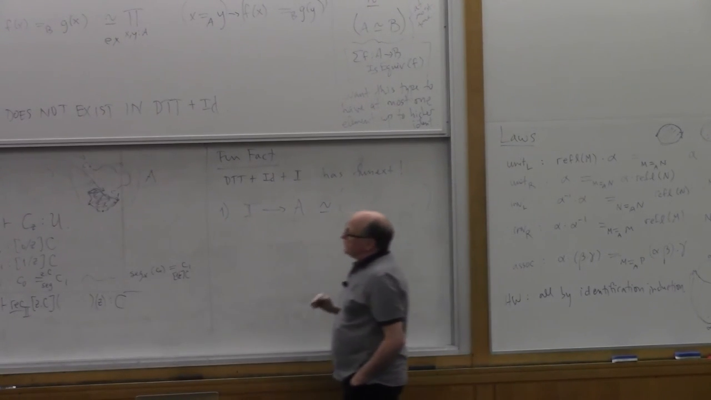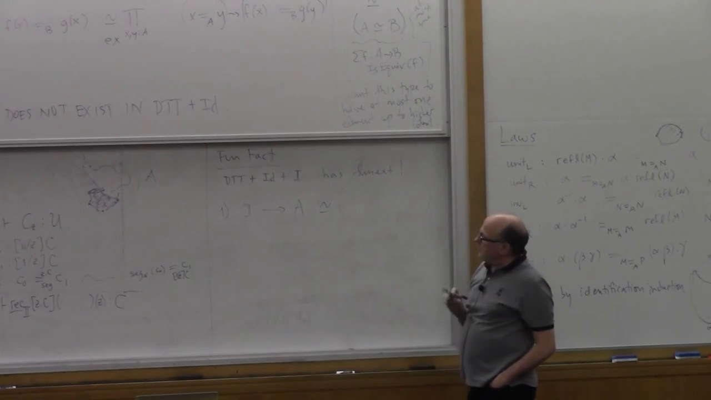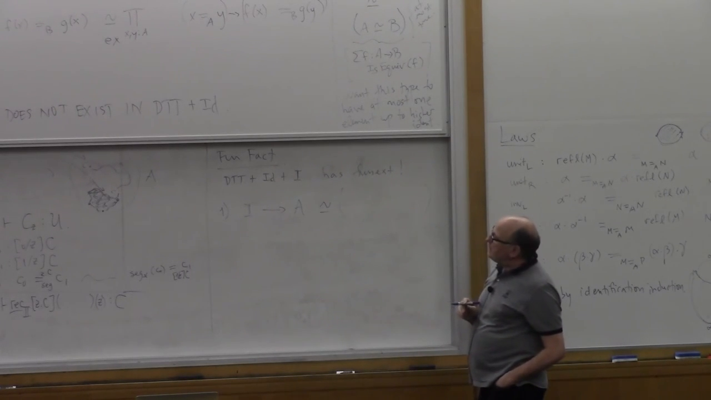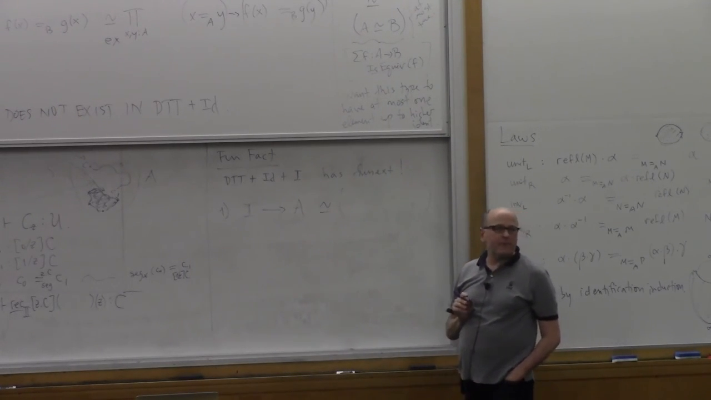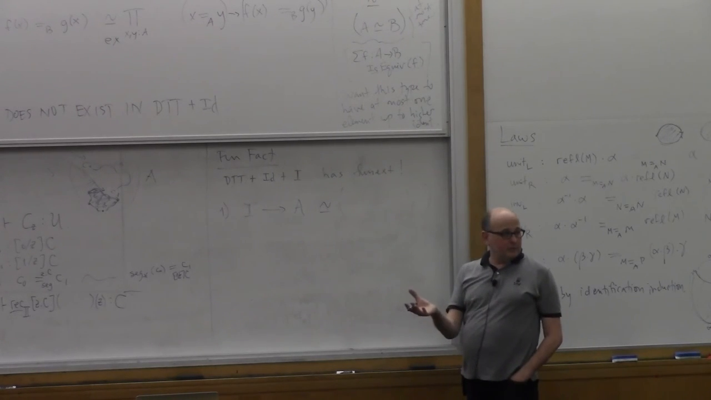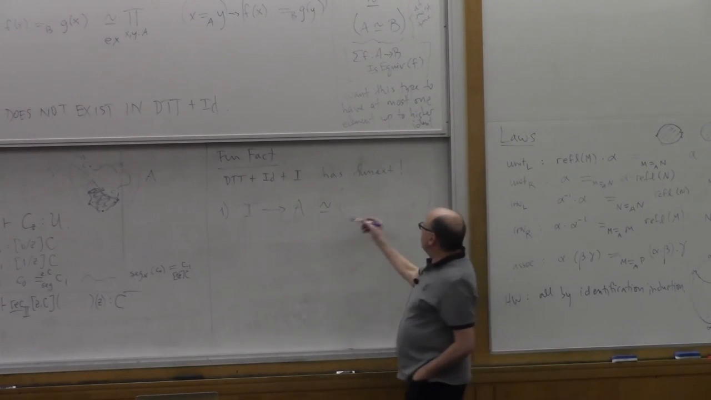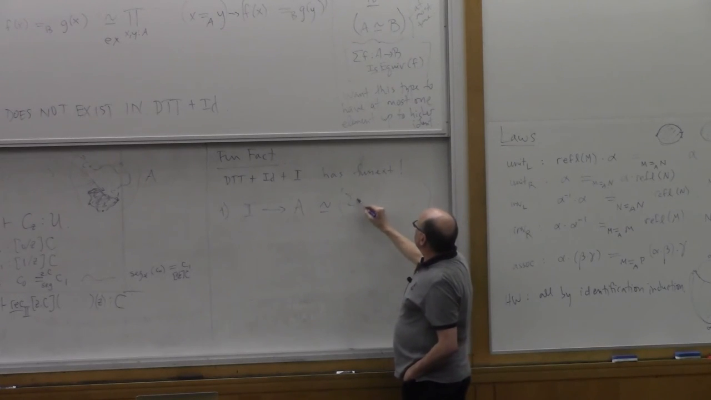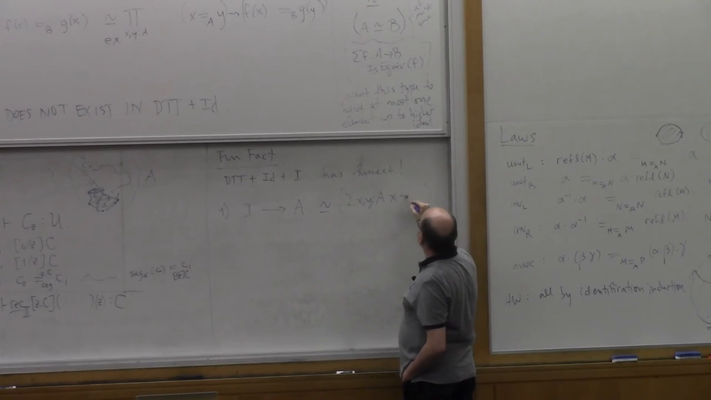So I have these two points. I'm looking at A, and I've identified a line in A. What are the lines in A? The lines in A are the identifications between points in A. Right? So this type should be seen to be equivalent to the identification space of A. This is called the free path space.